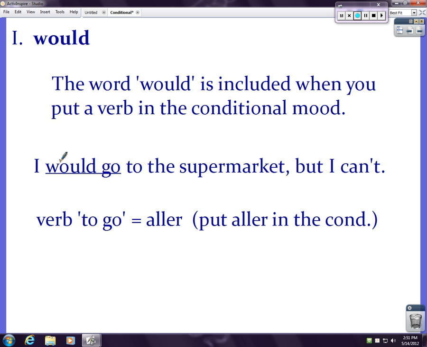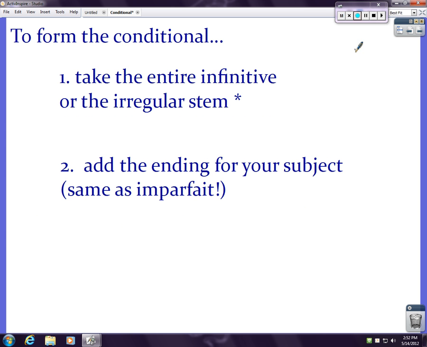This is just like the future tense where you ignore the word would because it's not a separate word, but you take the verb to go, and that's what you're going to put into the conditional. So the verb aller means to go, so you would take that and put it in the conditional. So how do we do that? You take the entire infinitive verb, like parler, finir, rendre, still with the er, ir, or re. For re, you just drop the e because it's silent anyway.